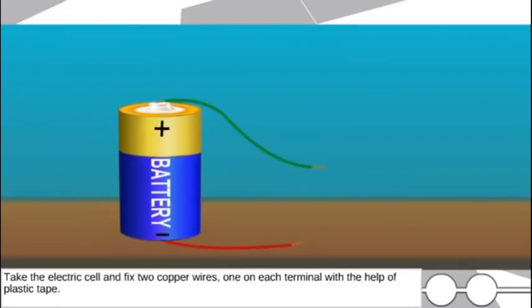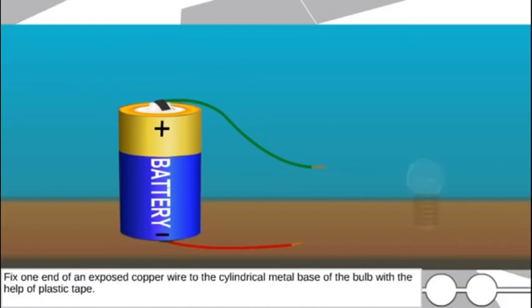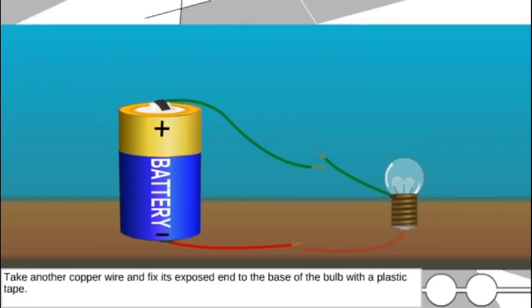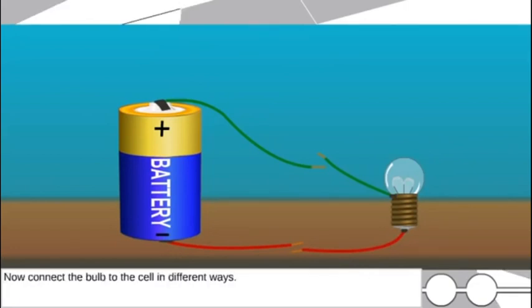First you have to take the electric cell and fix the 2 copper wires, as we have seen in the images. With the bulb also we have to do the same thing. We have to attach the wires at both the terminals of the electric bulb. Now the 6 arrangements that we will see, we are going to connect the bulb to the cell in different ways. So this is the first case.